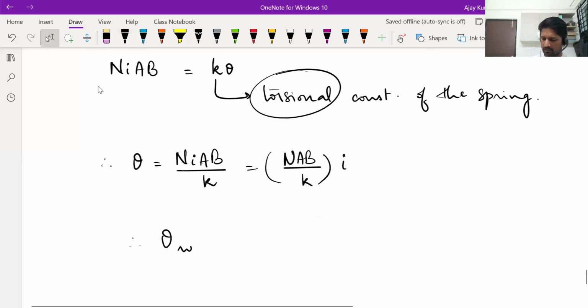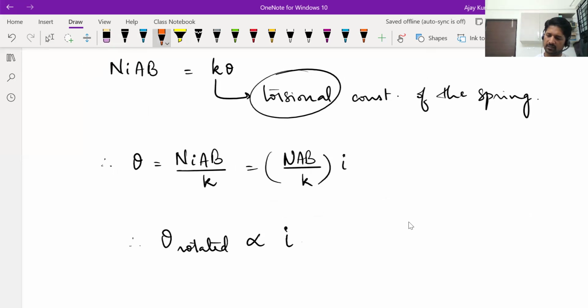This way, the angle rotated by the coil will be proportional to current in the coil. That is the idea we use in a galvanometer. Okay, so based on its rotation, you can tell how much is the current. Of course, there is a proportionality constant between them. It depends on N. What is N?